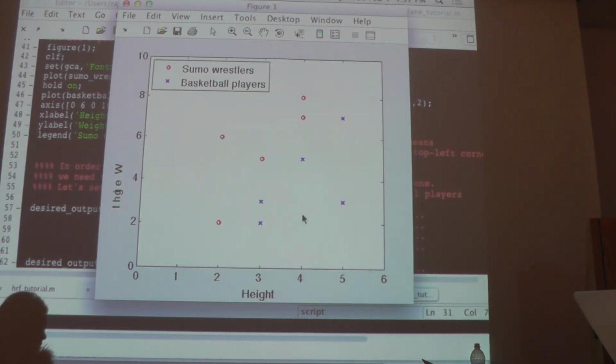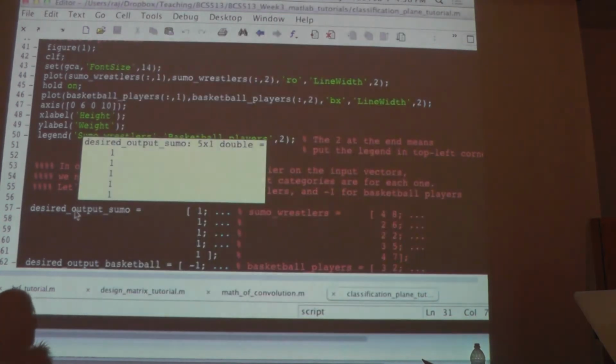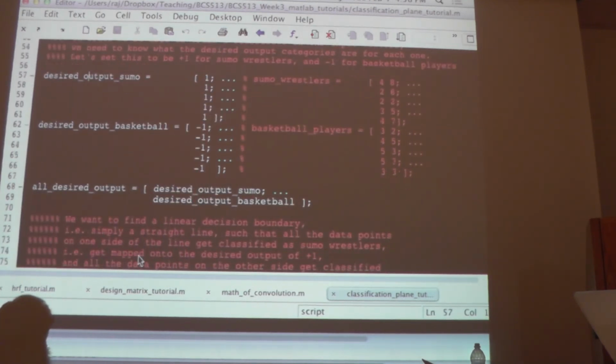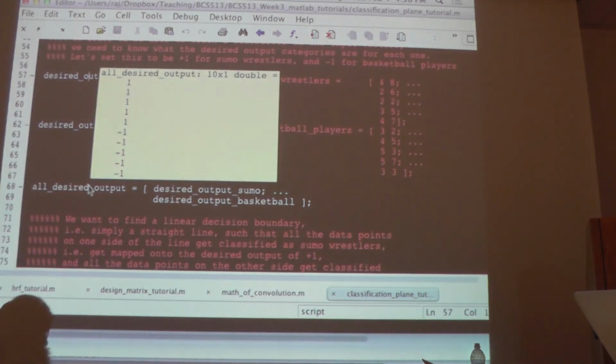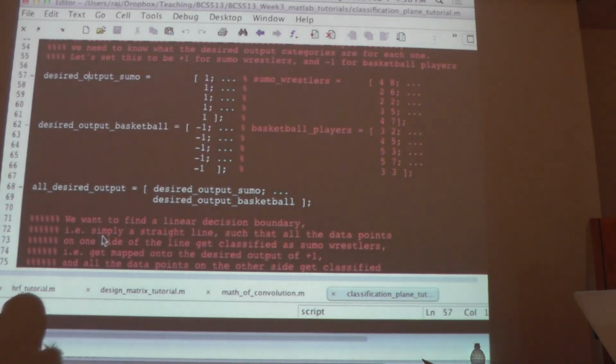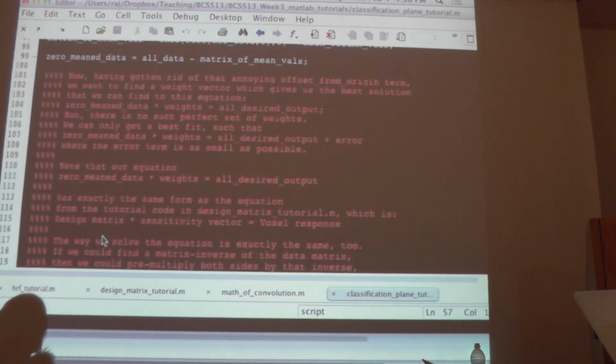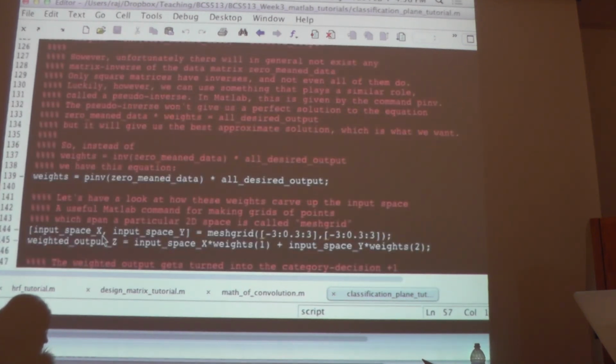When you play with this, you can say, what happens if I stick this point over here? And you can see how that affects the decision boundary. So you have a desired output. In this case, we're going to code the classes as +1 for sumo wrestlers and -1 for basketball players. That gives us the desired output vector, which is just a bunch of 1s and -1s. And we're going to get rid of the means for convenience.